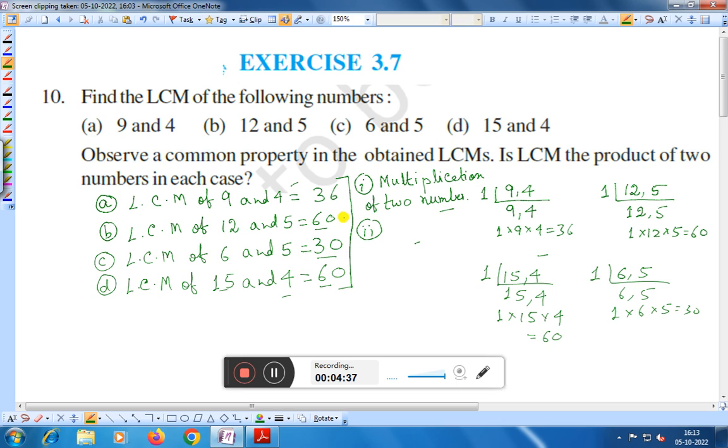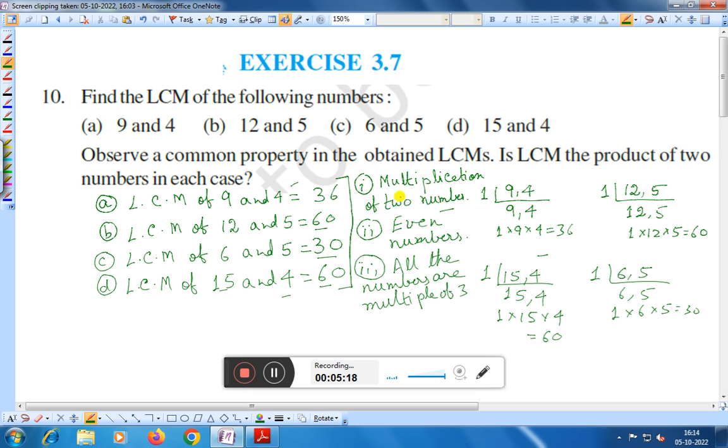The second observation is that all are even numbers. The first property is the multiplication of two numbers. The second property is even numbers. And the third property is that all the numbers are multiples of 3. These are the observations. There are three properties you get.